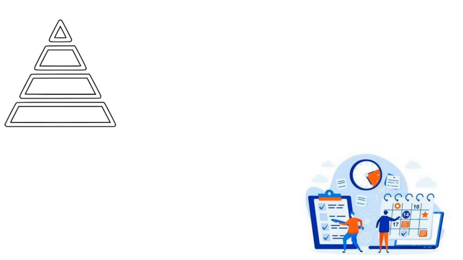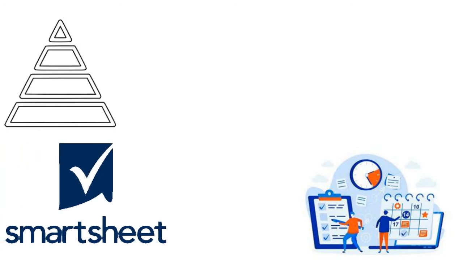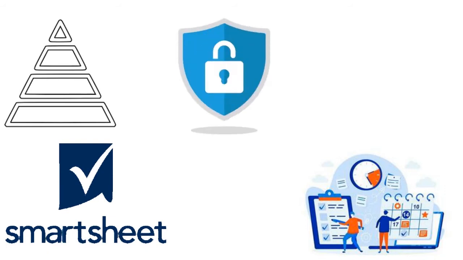And then you have the enterprise. So the enterprise here, this is a custom quote. So basically, according to Smartsheet, this plan is for organizations that run processes at scale with enterprise-grade security and controls. Let's quickly go back to ClickUp now.